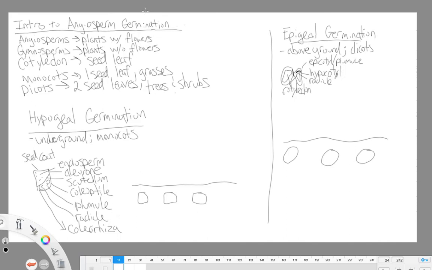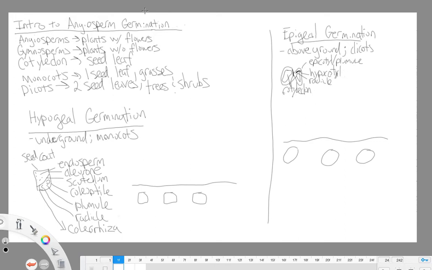They are plants with flowers, and then we said within angiosperms, we could divide them up into monocots and dicots. Monocots are plants that have one cotyledon, or one seed leaf, and those are typical of our grasses, whereas dicots have two seed leaves, or two cotyledons, and those are our trees and shrubs and some other herbaceous species as well. Same with monocots, they're not just grasses.